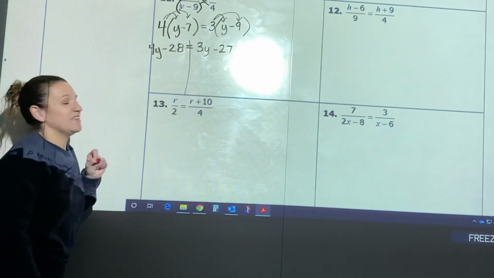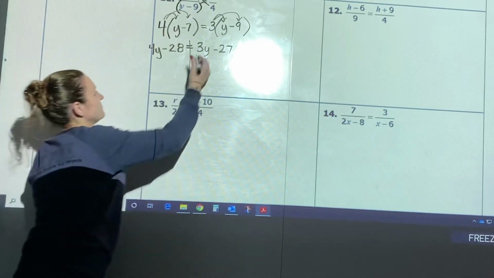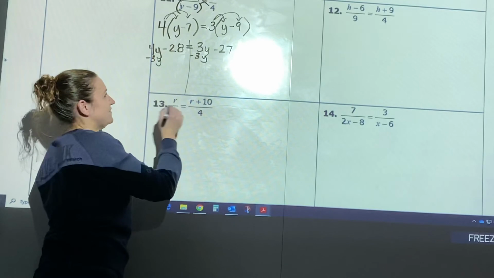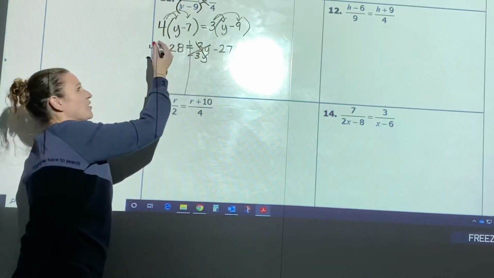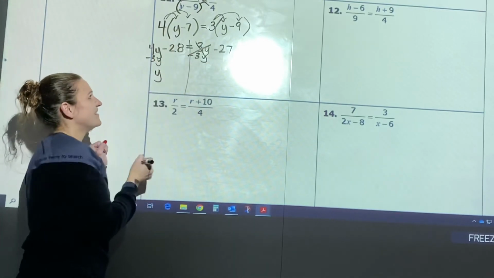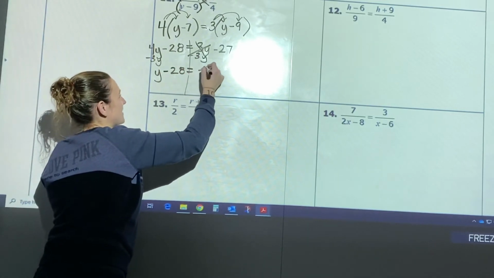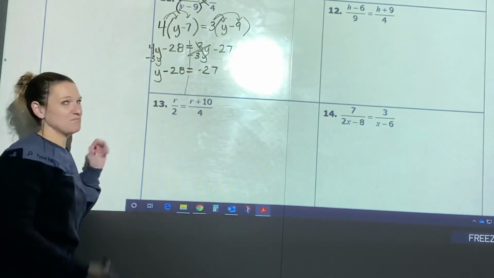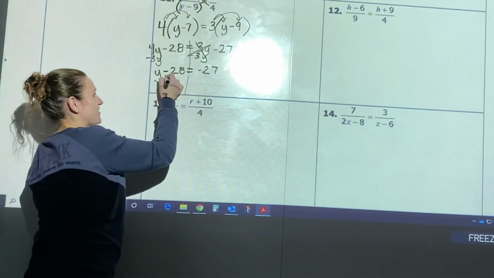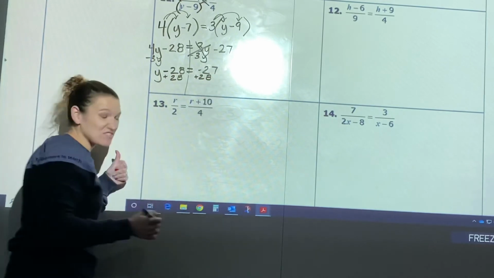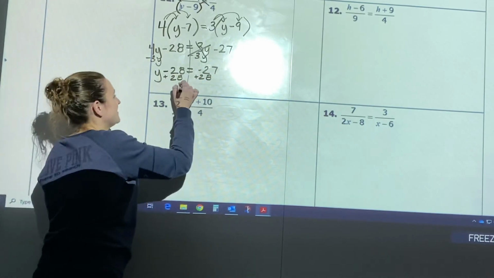I like to move my variables first. So I'm going to subtract 3y first. Well, that makes it very easy on me, because 4 minus 3 just gives me a y. I'm going to bring down my minus 28 equals negative 27. Again, this is an easy one for me, because I know I have to get rid of this 28, so I'm going to add 28 on both sides. And negative 27 plus 28 gives me 1.